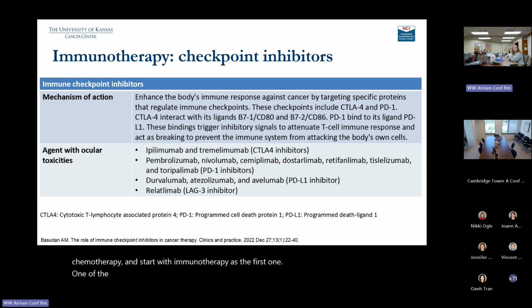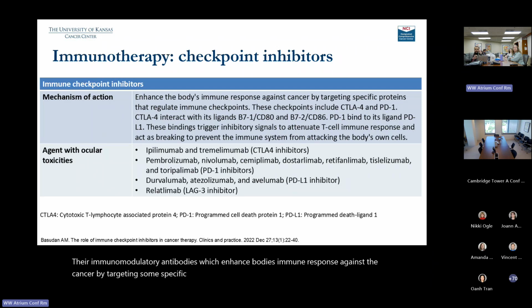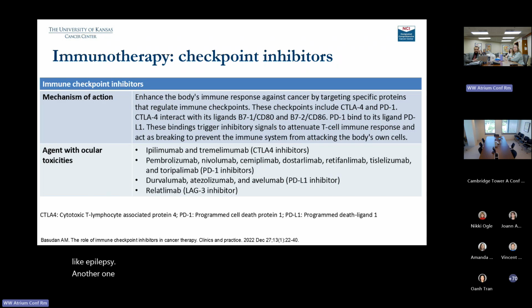One of the most important parts of immunotherapy in oncology is checkpoint inhibitors. They're immunomodulatory antibodies which enhance the body's immune response against the cancer by targeting specific proteins which regulate the immune checkpoints in our body. They have 4 types of mechanisms, some of them in the group of CTLA-4 inhibitors like ipilimumab. Another one is PD-1 inhibitors, like pembrolizumab. Another one is PD-L1 inhibitors like atezolizumab. And the last group, LAG-3 inhibitors.